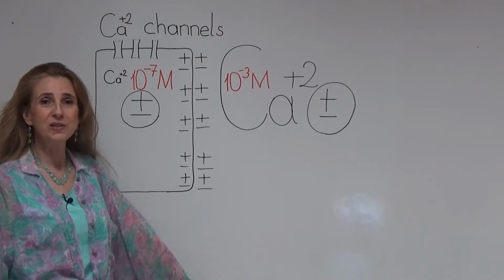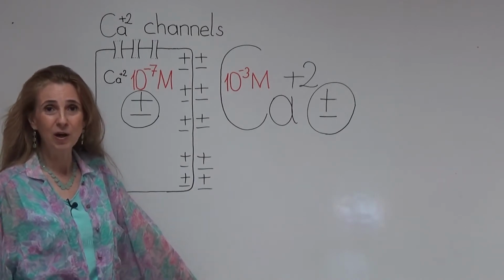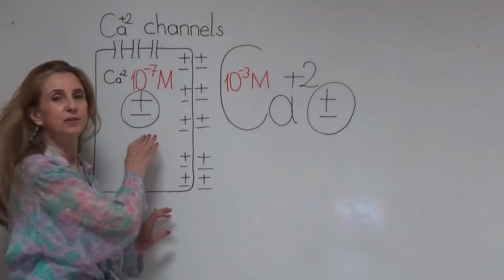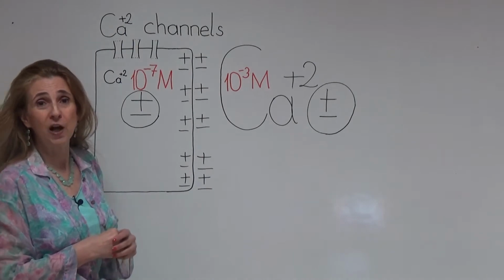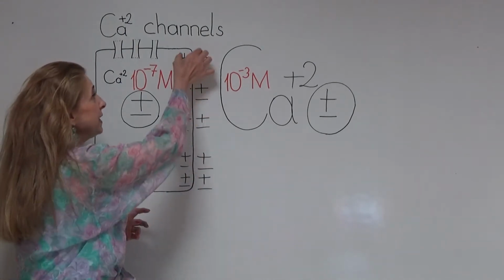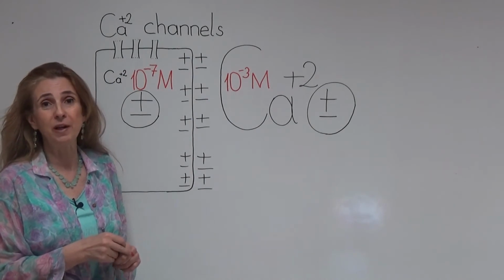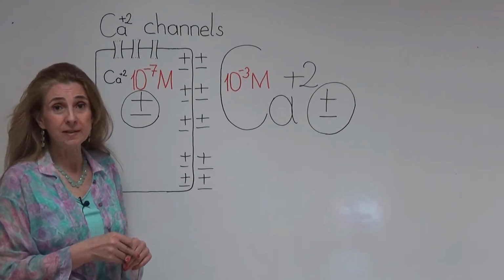In this video, I shall try to explain how the difference between the extracellular and intracellular concentrations of calcium can produce an electrical potential difference between the two sides of the membrane, and this is going to be called the Nernst potential.